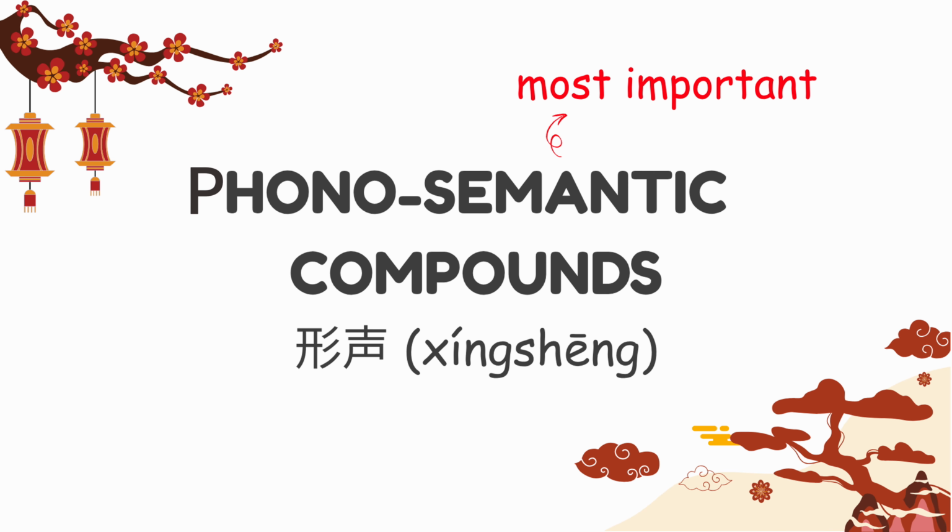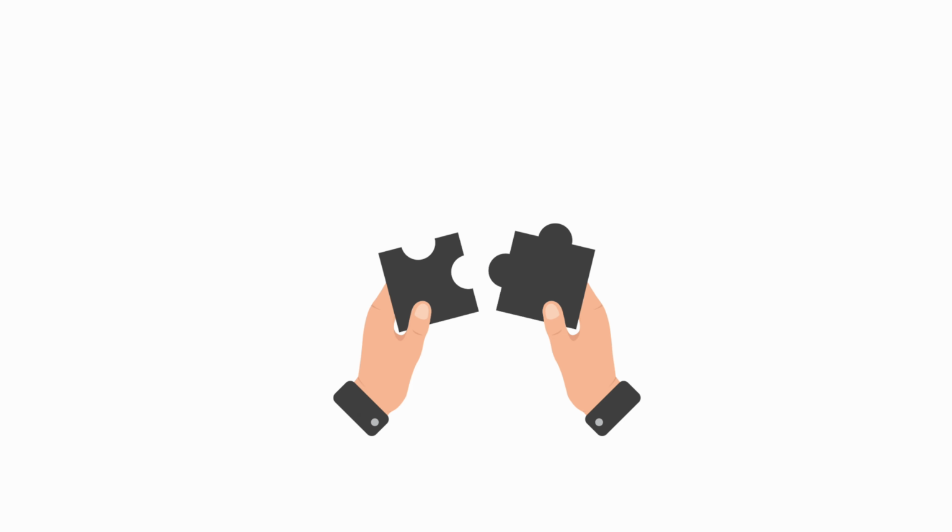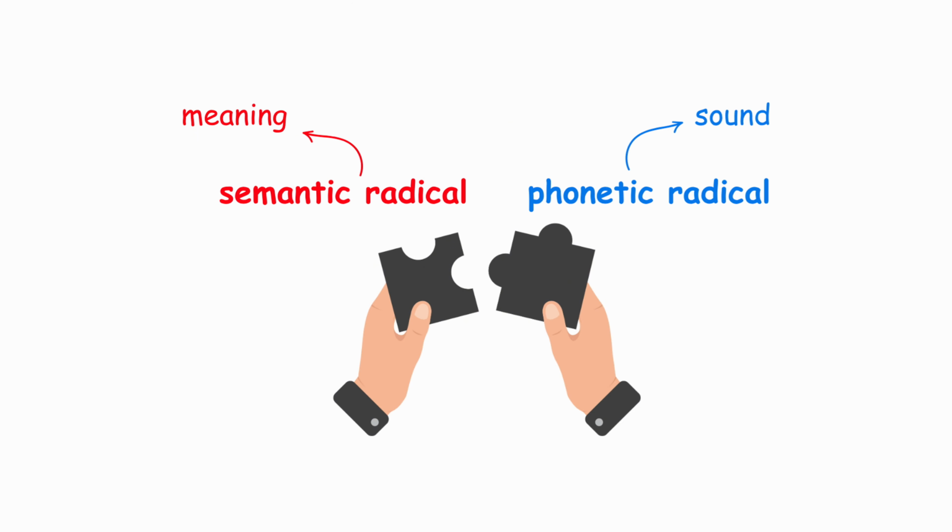Now the last one is 形声字, Phono-semantic Compounds. Now this one is the most important group. These characters are called 形声字. Each of them has two parts. One part shows the meaning, called the semantic radical. The other part shows the sound, called the phonetic radical.